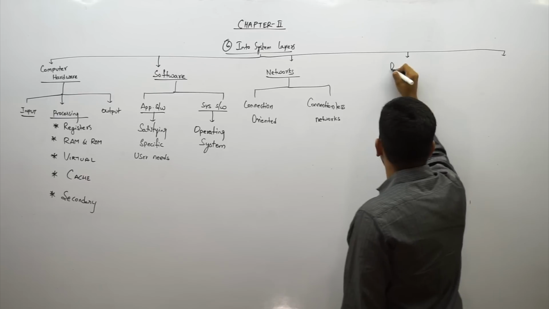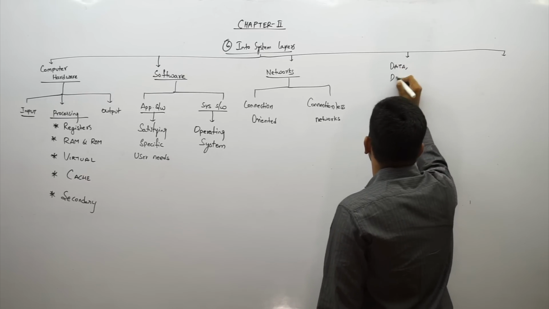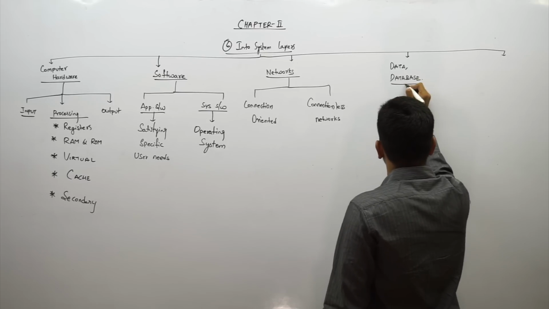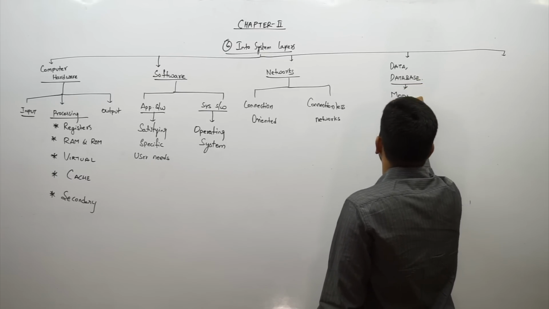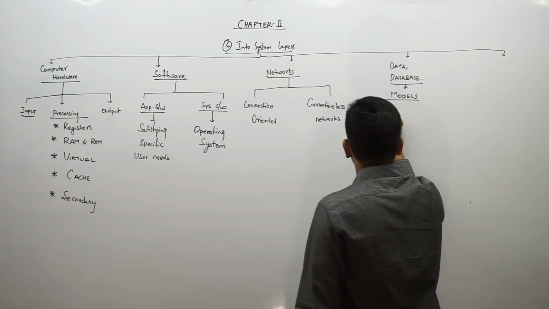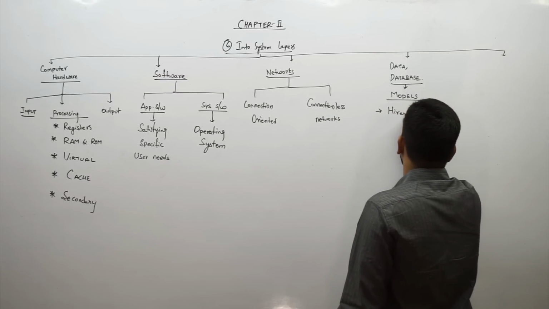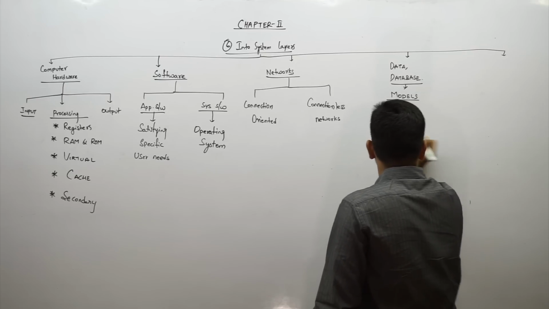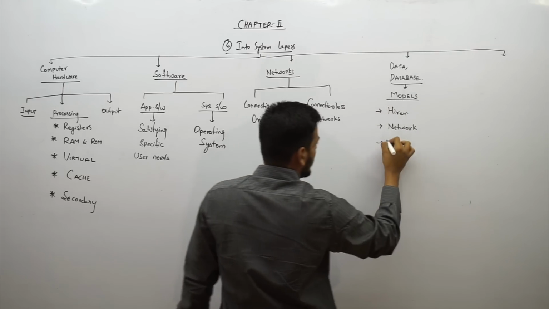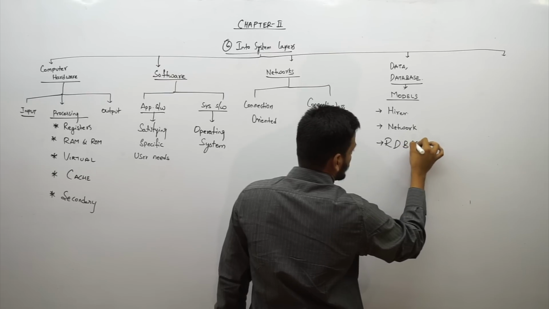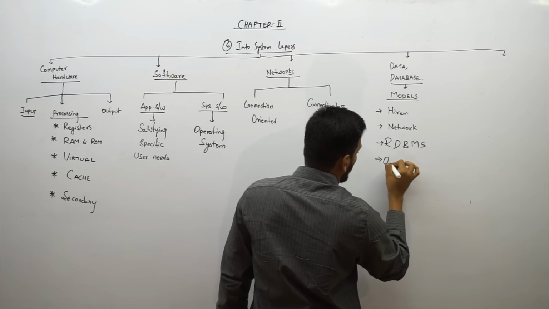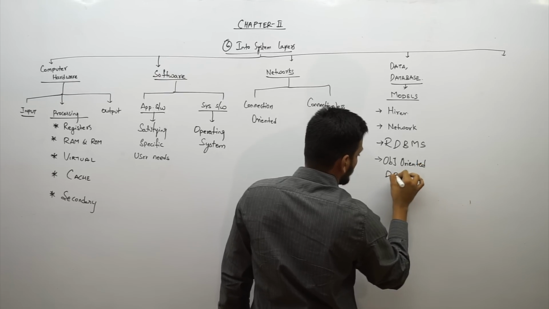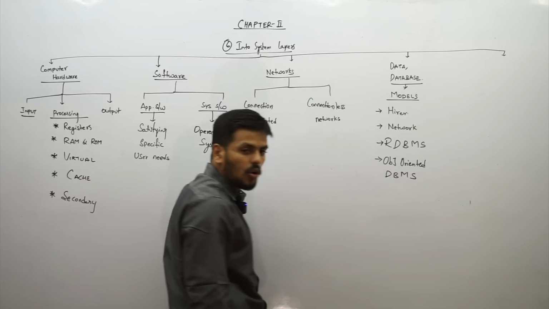Then we talk about data. Three concepts here. Data. What is a database? As we discuss data and database, then we discuss database models. And what are the four models that we are discussing here? The hierarchical model, network model, then we have the relational database management system, RDBMS, and lastly the object oriented database management system, or also shortly called the OODBMS.